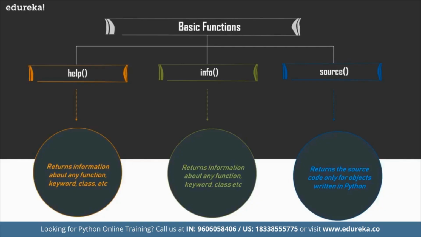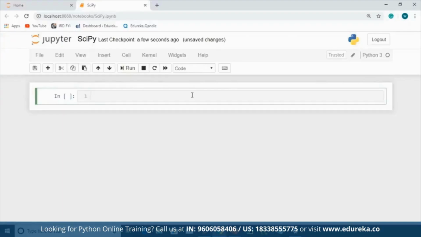Similar to the help function is the info function. This function also returns information about any function or a keyword, class, etc. The source function, on the other hand, returns the source code only for objects written in Python. This function does not return useful information in case the methods or objects are written in any other language. So now let's move on towards a Jupyter notebook and see how you can make use of these functions.